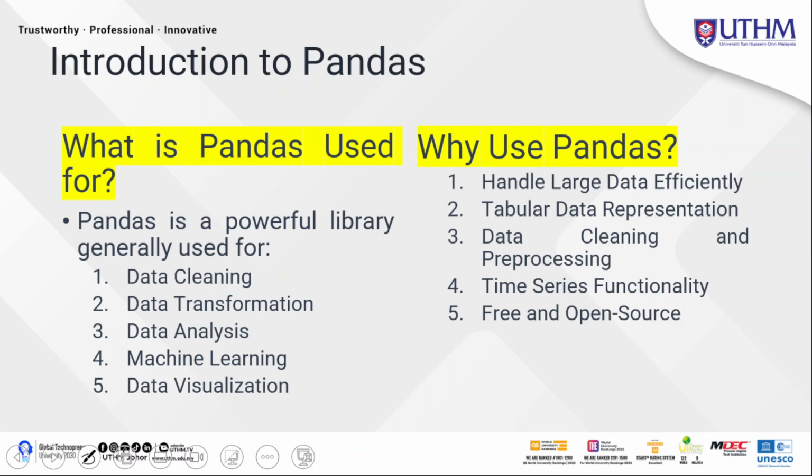Okay, what is Pandas used for? Pandas is a powerful library generally used for data cleaning, transformation, data analysis, machine learning, and data visualization. And why do we need to use Pandas? It is able to handle large data. It gives you a table form of data representation. It is useful for data cleaning and pre-processing. As I mentioned, pre-processing is a very important part of data analysis or data science. It plays a major role because we must make sure that the data is properly pre-processed before we further analyze the data. Okay, next is time series functionality, and then free and open source. Okay, Pandas is free and open source as well.